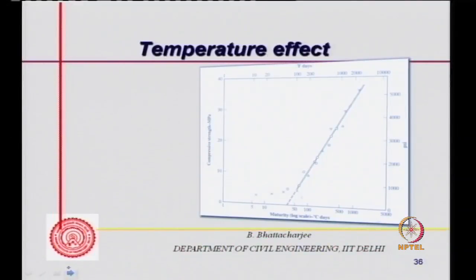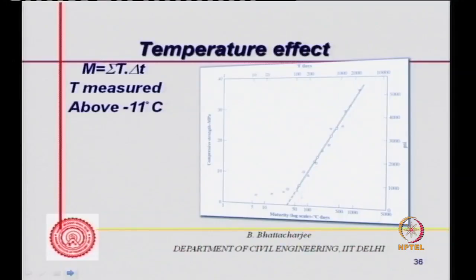All right. Now we talk in terms of something called maturity, the temperature effect. What has been seen is that T measured about 11 degrees centigrade, and if you multiply, let us say, T1 maintained for delta T1 time, T2 for delta T2 time, etc., and sum this up, this is what is called maturity. And it has been seen that maturity on a log scale, degree centigrade days, versus compressive strength can be linearly related. So higher temperature, lesser time, will give almost the same effect as lower temperature and longer period. That's the idea, and that gives you the idea about steam curing.